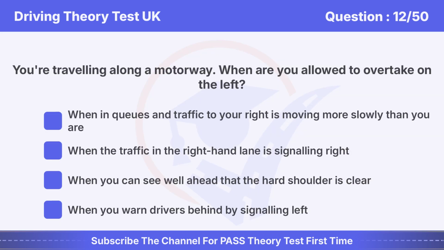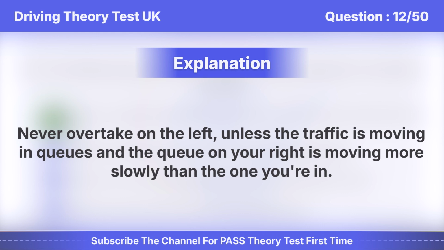Question 12. You're traveling along a motorway. When are you allowed to overtake on the left? Answer is A. When in queues and traffic to your right is moving more slowly than you are. Never overtake on the left, unless the traffic is moving in queues, and the queue on your right is moving more slowly than the one you're in.